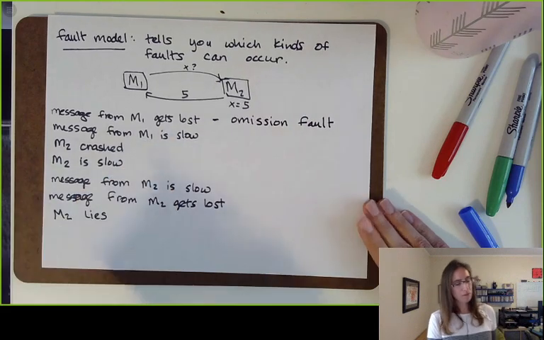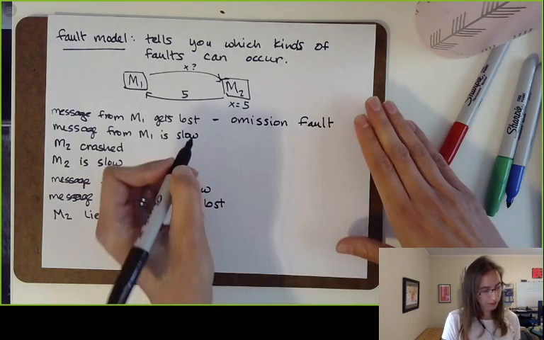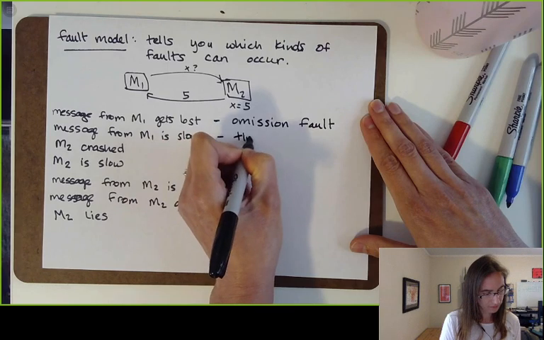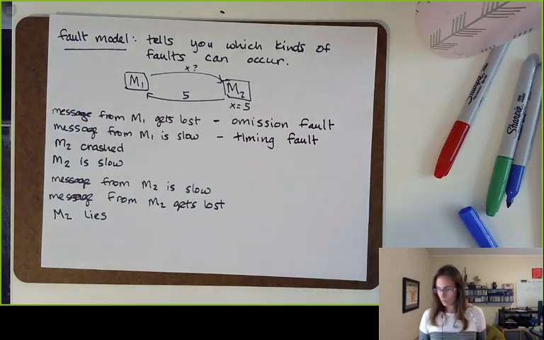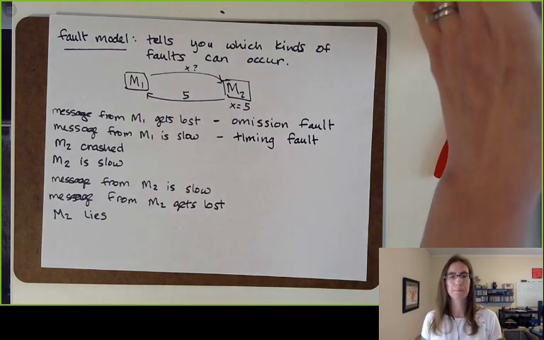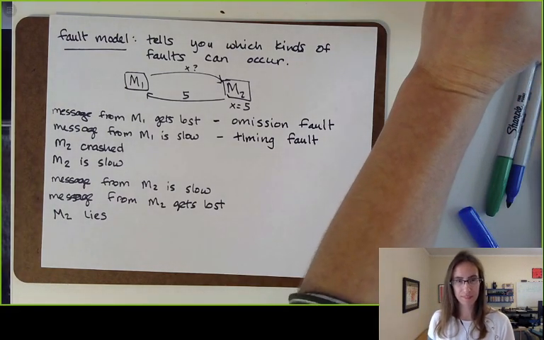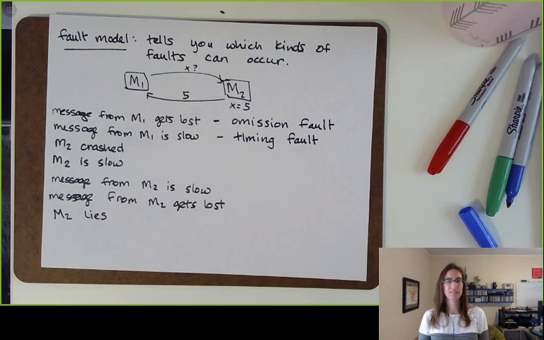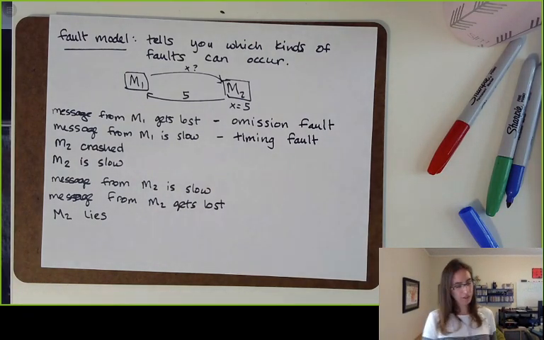What about number two, the message from M1 being slow? Well, there are different choices for what to call this. I'm going to call this one a timing fault. What about this next one here, M2 crashed? What should we call that one? Crash fault. Yeah, that's what I would call it.